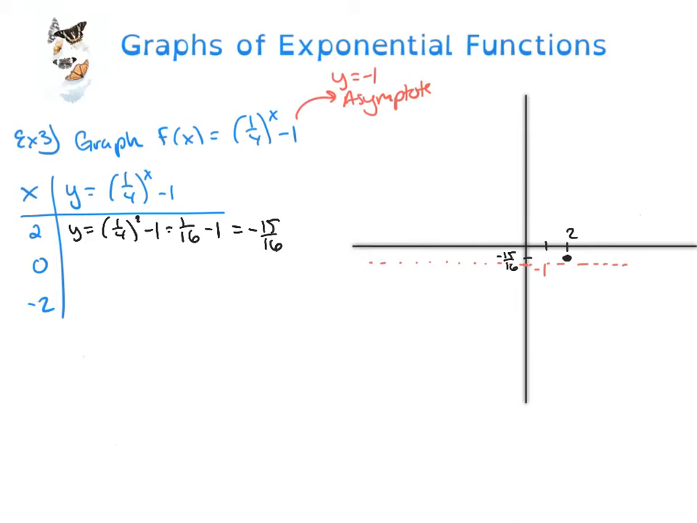Okay, when x is 0, y is 1/4 to the 0 minus 1, which is 1 minus 1, which is 0. Oh, okay. Goes through 0, 0.